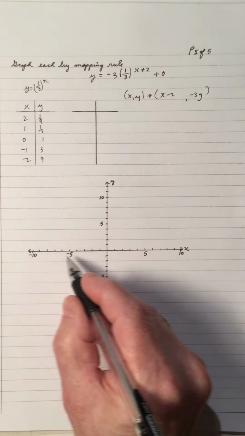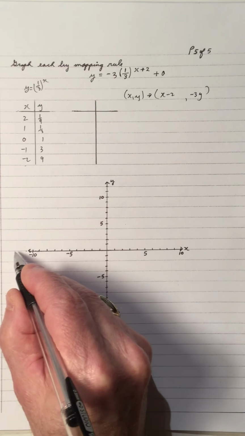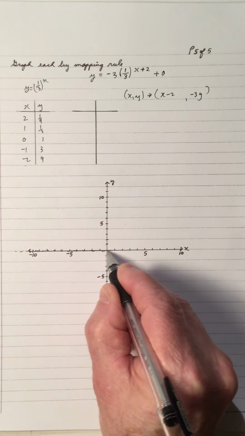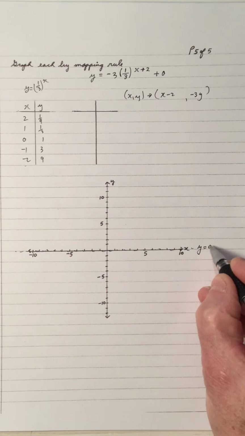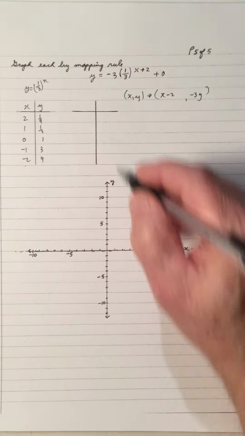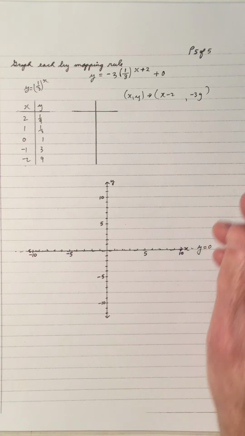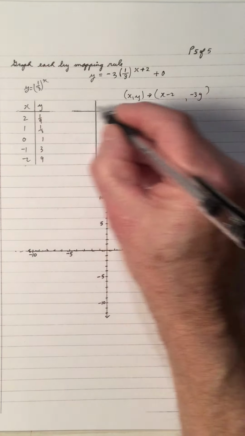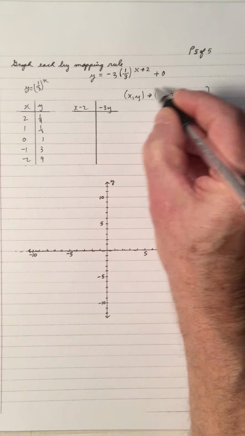So the asymptote is 0. So this is the asymptote through here. This is your asymptote. And the asymptote is y equals 0. And because it's negative, I know that the graph is going to be down here. Okay, here we go. We got an x minus 2. We got a negative 3y.